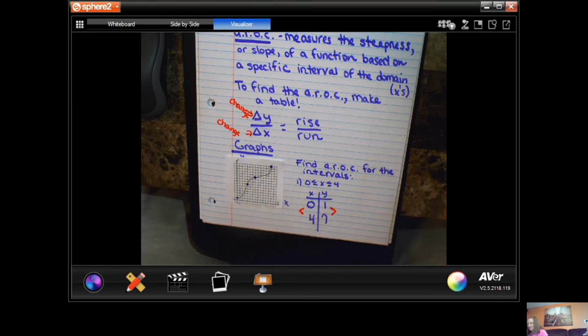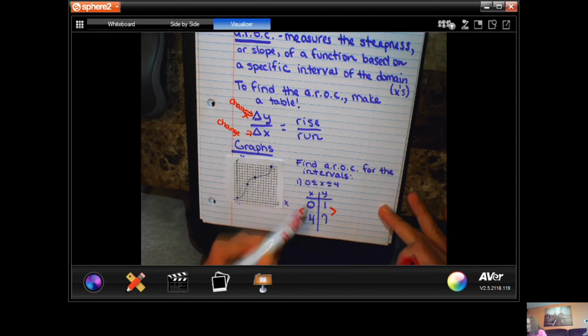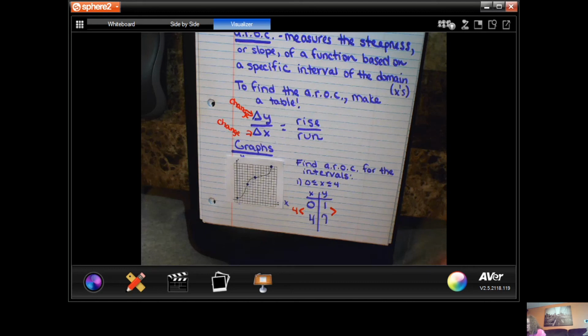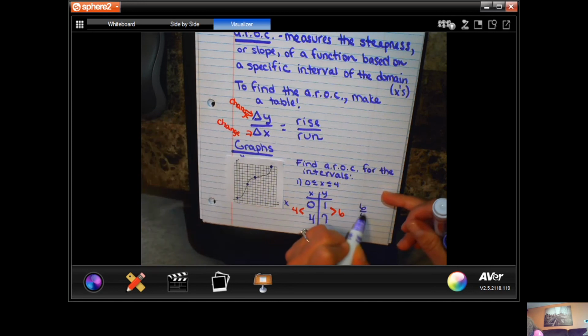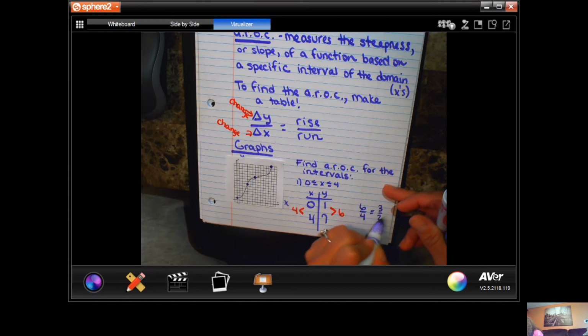So what do I mean by that? The x's are going up by 4. 0 to 4 is going up by 4. So I put a 4 there. On the y's, to go from 1 to 7, you're going up by 6. So I'm putting a 6. Your average rate of change, I'm just dividing the numbers. I do y over x. It's the change in y's over the change in x's. So it's 6 over 4. If I want to reduce that, I can leave it as 3 over 2, or I can change it to 1.5. So either answer would be acceptable.